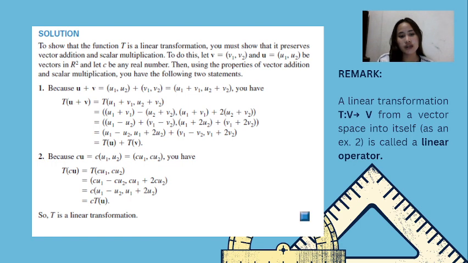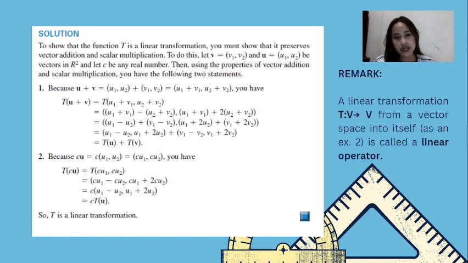If it does not satisfy both, or it satisfies only one, for example it satisfies vector addition but does not satisfy scalar multiplication, we can say that it is not a linear transformation. As long as it satisfies both, it is a linear transformation.